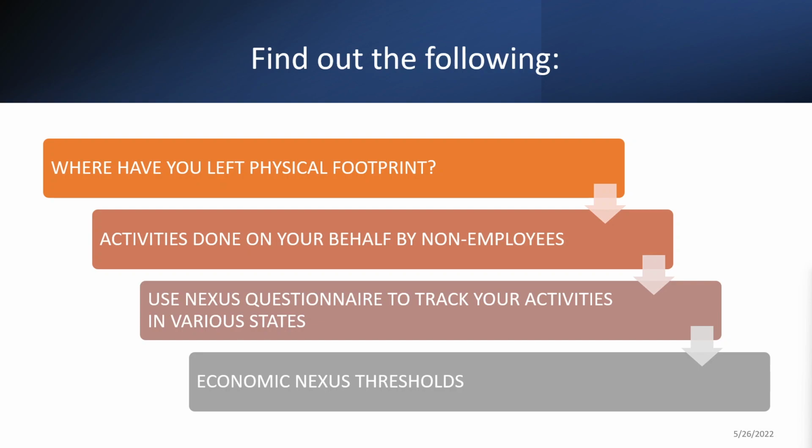That is the consultant or the third party contractor, those are the non-employees. And then also you can find a nexus questionnaire, download it from online, to track your activities in different states. So when the state comes in and challenges you, you have the record to show them that, no, we don't have the nexus in that state. We don't have physical presence, or we didn't pass the economic nexus. So that will save you a lot of headache.